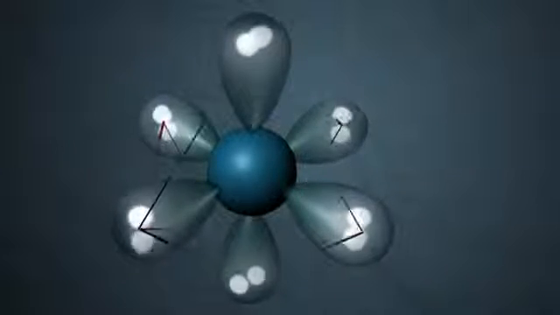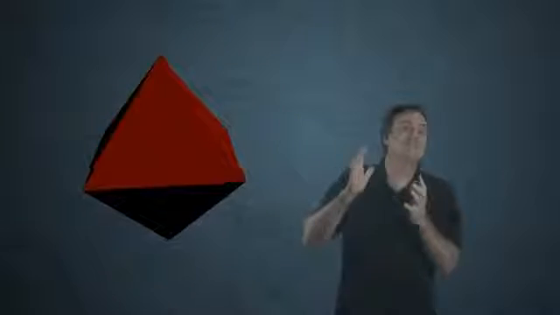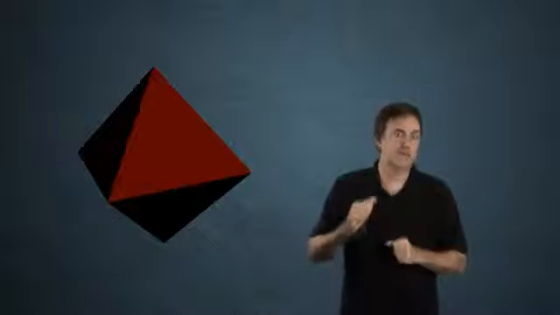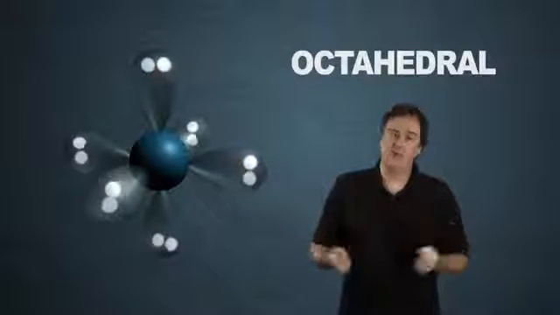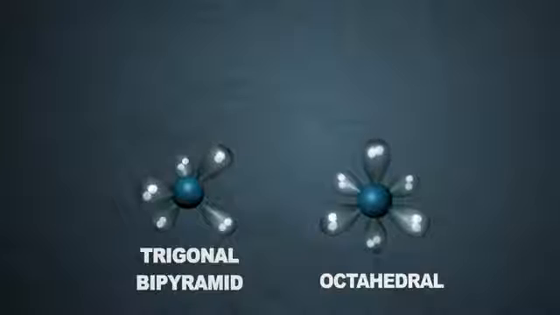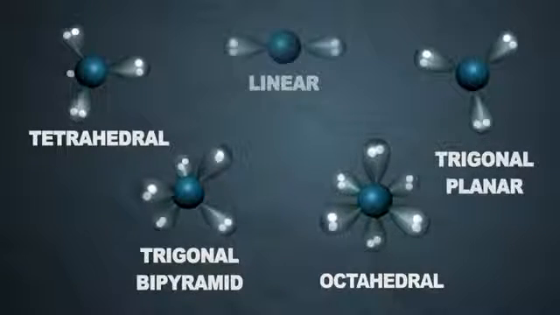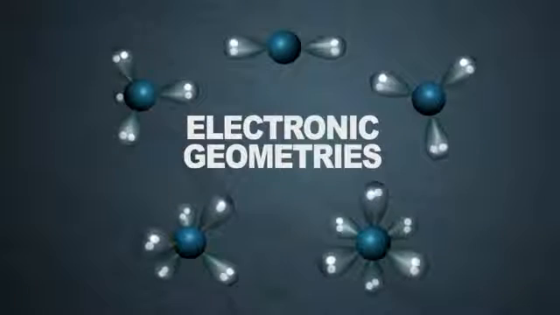Well, if you take every point and make a line, you get a closed three-dimensional object with a total of 8 sides. An 8-sided enclosed figure is an octahedron, and so we call it an octahedral geometry. So those are the other 2 that are part of VSEPR theory. When you put all 5 of those together, you've got all 5 of what we call our electronic geometries around a central atom. And that is at the heart of VSEPR theory.